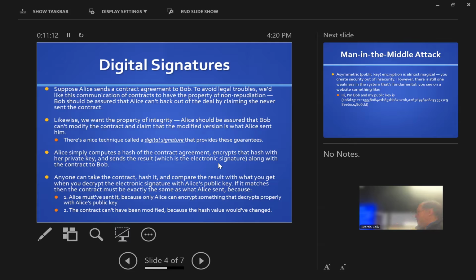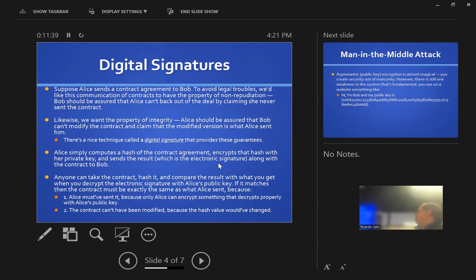Alice, and here, let's take a look. So Alice simply computes a hash of the contract agreement, right? So you take the file, take the hash of it. And then notice, you don't even have to encrypt. This is elegant, right? You don't even have to encrypt the file itself. You just encrypt the hash. Think about that, right?